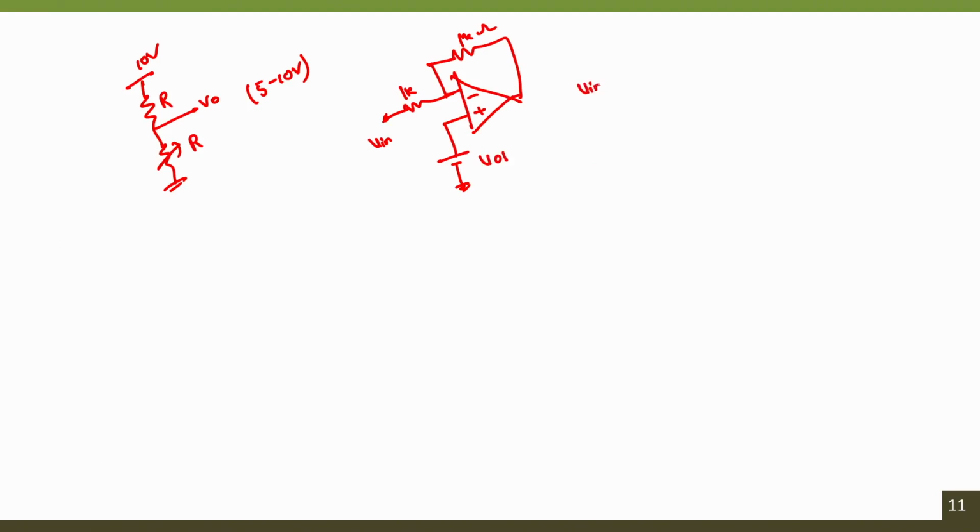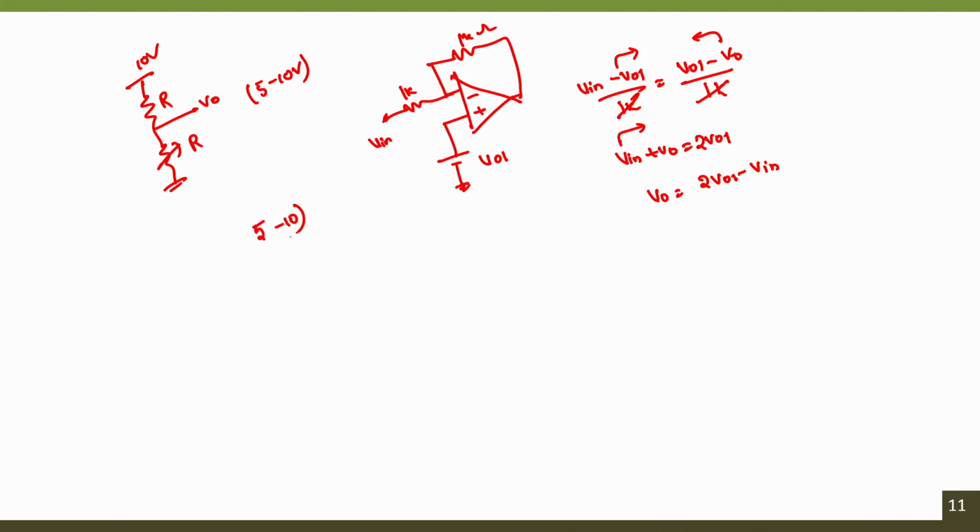Now, let me try to solve this. So, it will be V in minus VO1 divided by 1 k is equal to VO1 minus V naught divided by 1 k. 1 k cancels. So, V in plus V naught, I am taking V out in this direction, VO1 in this direction, which is equal to 2 into VO1. So, since I need V naught, 2 VO1 minus V in will be the V naught.